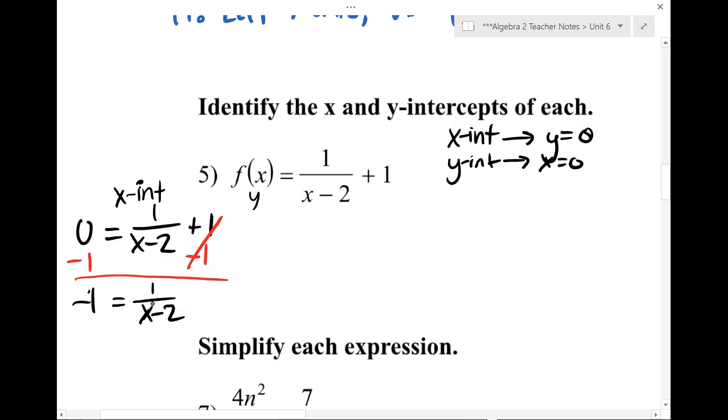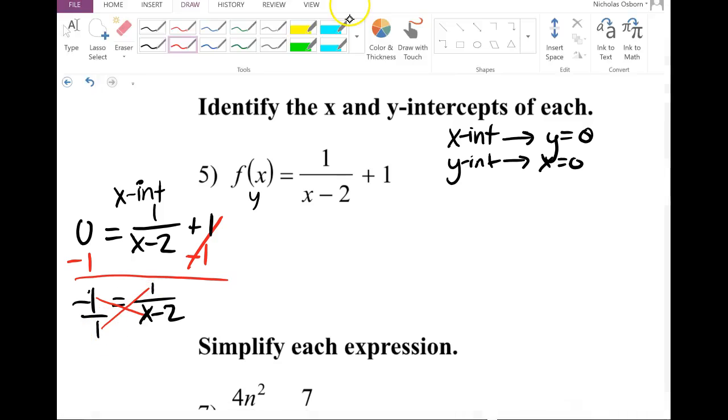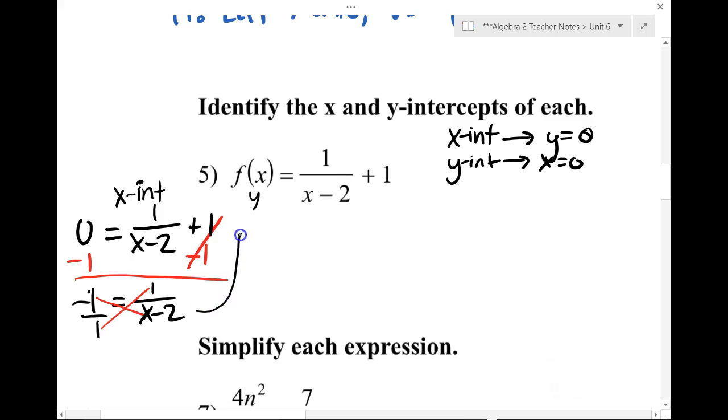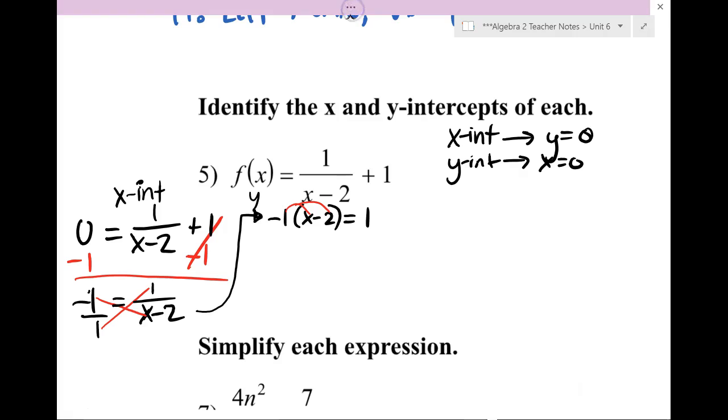And now we have a fraction on one side, so what we can do is cross multiply. So now I'm going to do -1 times x minus 2, and then 1 times 1. And I'll rewrite that by showing the arrow here. And I'll rewrite, so we have -1 times x minus 2 equals 1 times 1, which is just 1. And now we need to distribute that -1 here. So we have -x plus 2, since we have a negative times a negative, which equals 1.